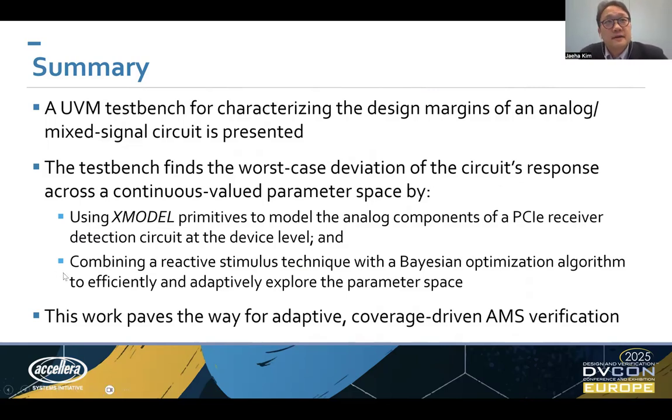To find the condition that results in either the minimum or maximum response, we built a test bench that combines the reactive stimulus technique with the Bayesian optimization algorithm. It can essentially perform a search across the whole continuous parameter space in an efficient and adaptive way. So in conclusion, I believe this work, although it's very simple, paves the way for adaptive and coverage-driven AMS verification. Thank you for your kind attention.